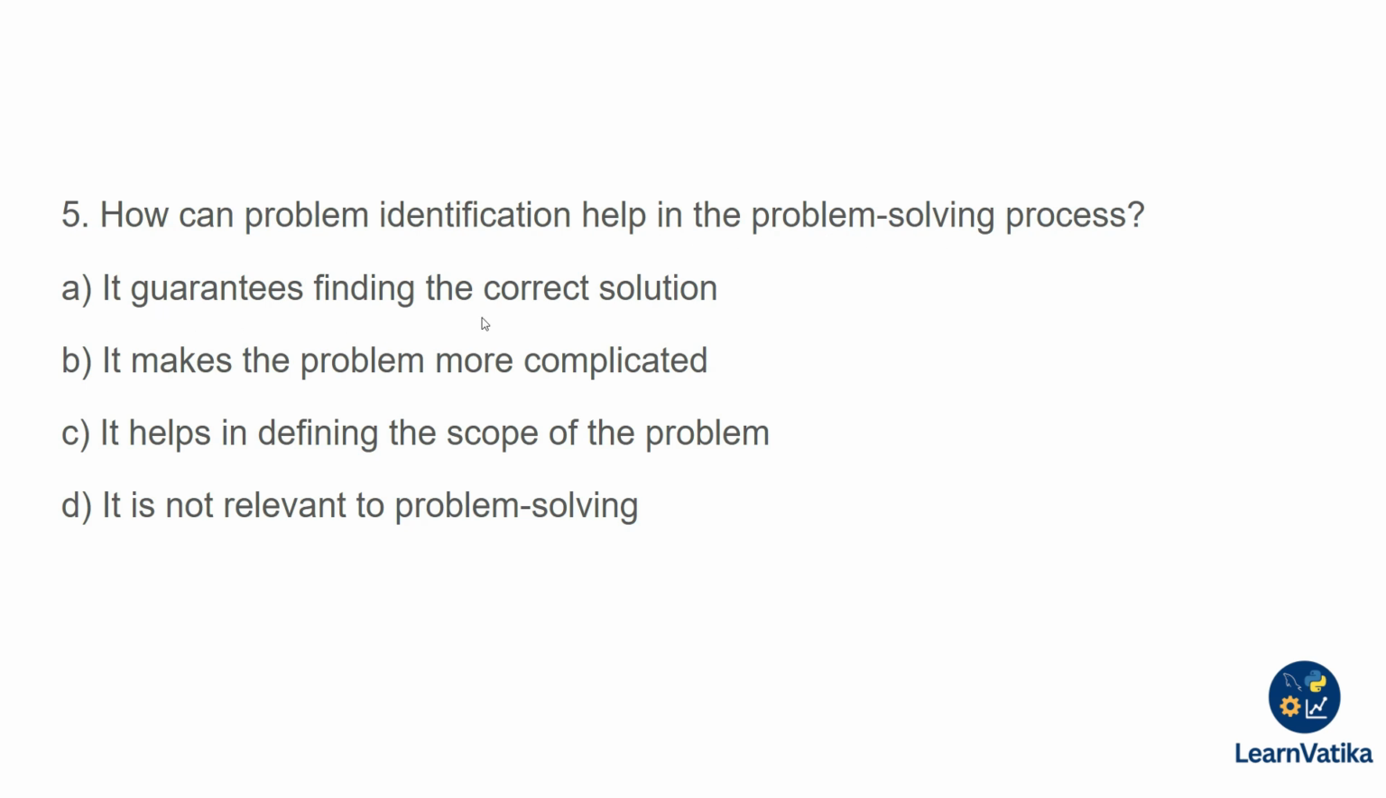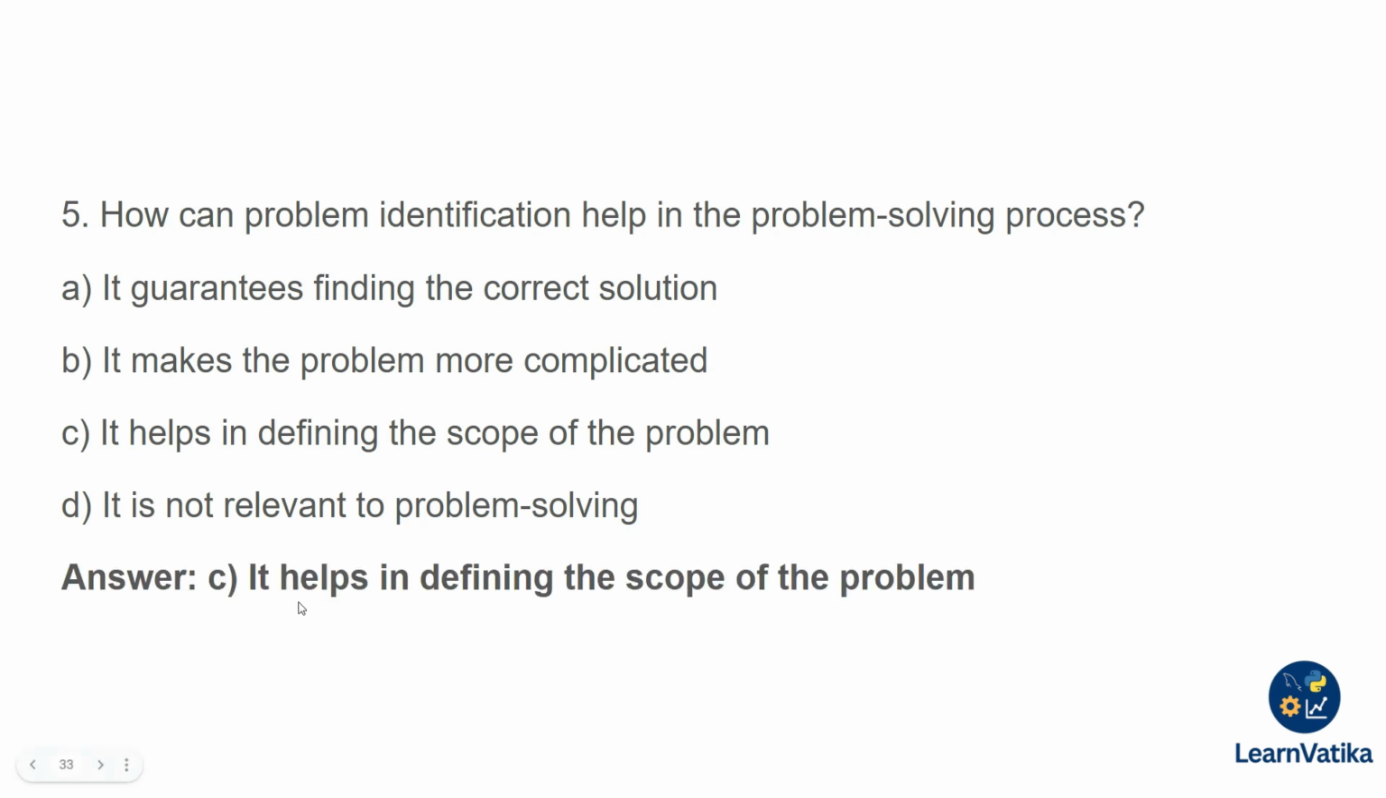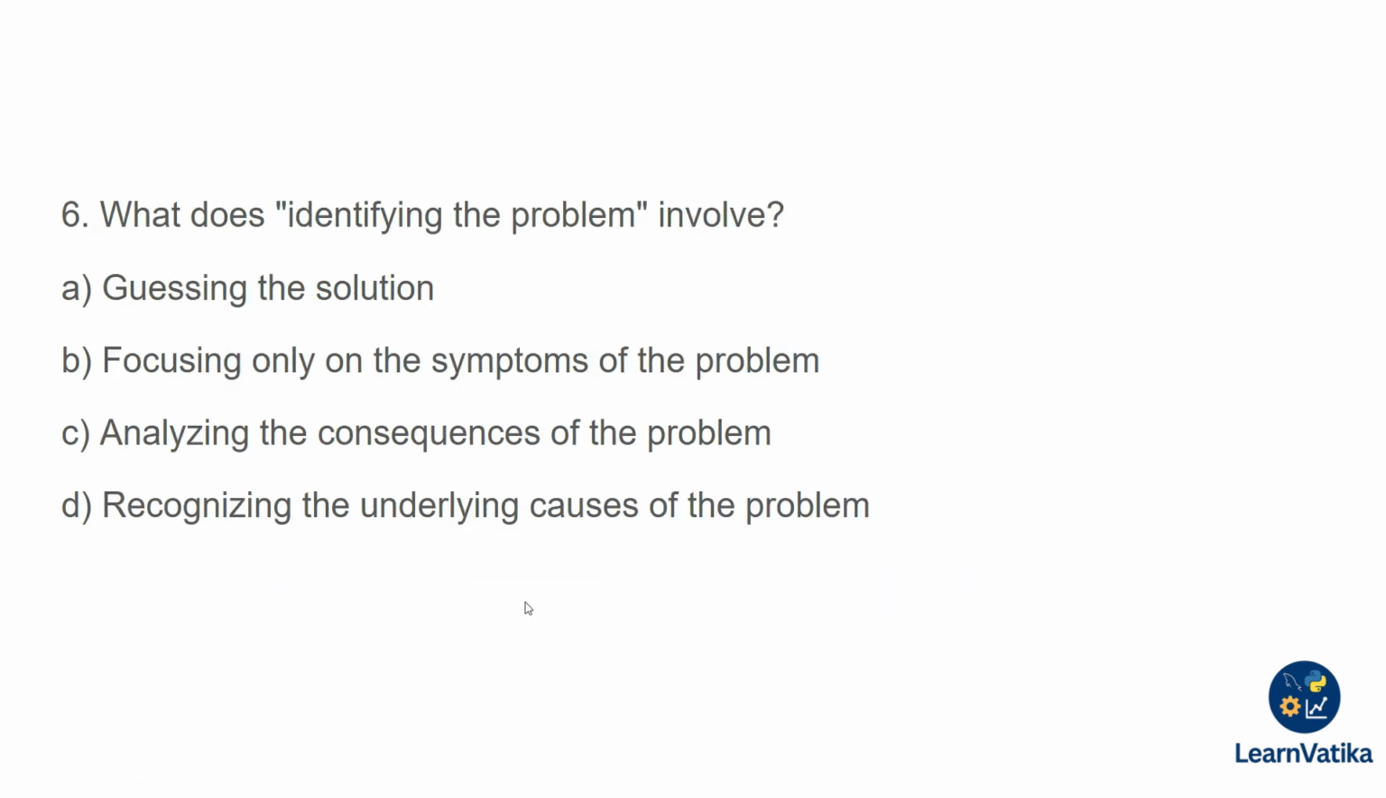Option A, it guarantees finding the correct solution. Option B, it makes the problem more complicated. Option C, it helps in defining the scope of the problem. Option D, it is not relevant to problem solving. The correct option is option C, it helps in defining the scope of the problem.